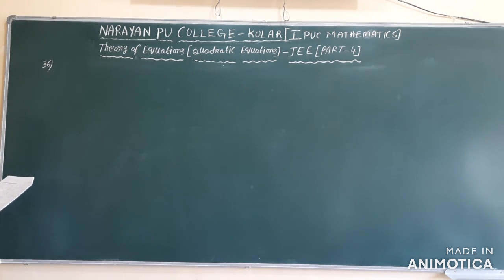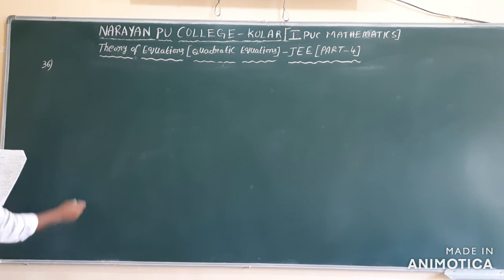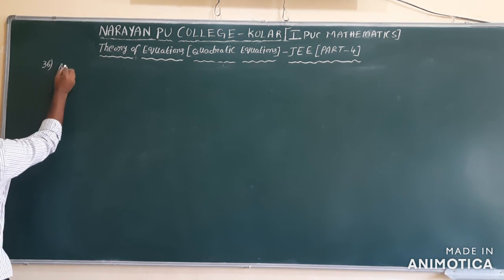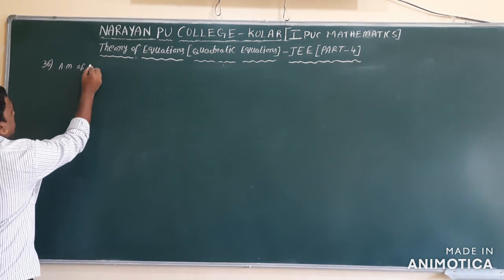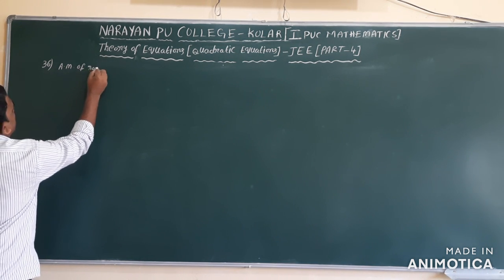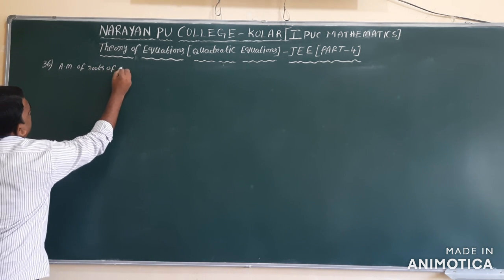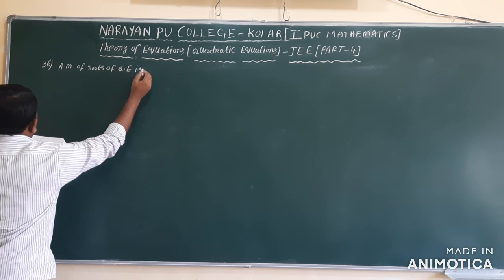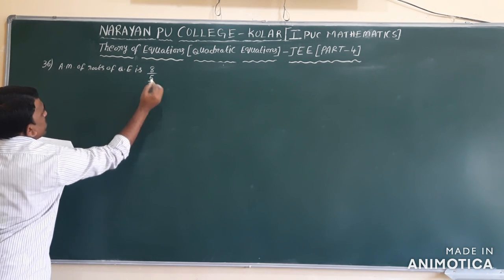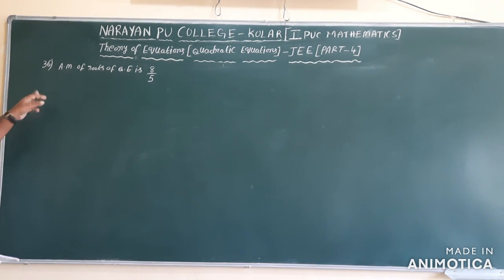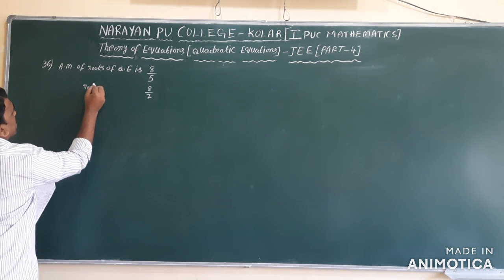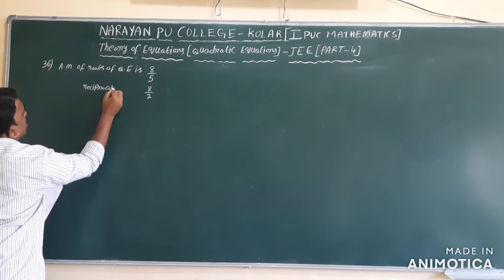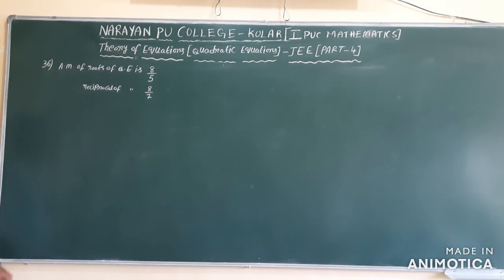Next question. If AM of the roots, AM is nothing but arithmetic mean of roots of the quadratic equation is 8 by 5 and AM of reciprocal of roots is 8 by 7. Then what is the required quadratic equation?